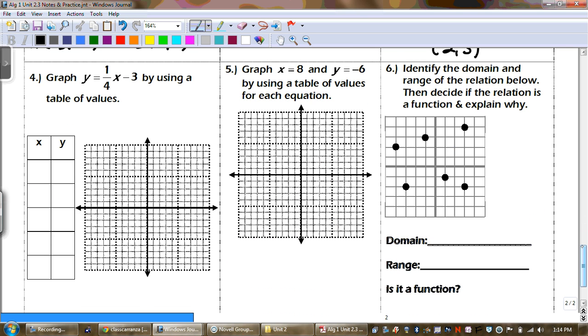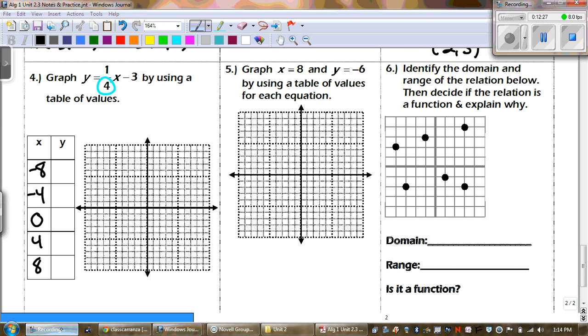Right, number 4. Number 4 says to graph y equals 1/4 x minus 3 by using a table of values. Now, remember, with a table of values, when we have a fraction, we want to count by that denominator. So that would be 4, 8, negative 4, negative 8. This is a really good review question, and I want you guys to do this one all on your own. So go ahead and pause the video, and good luck.